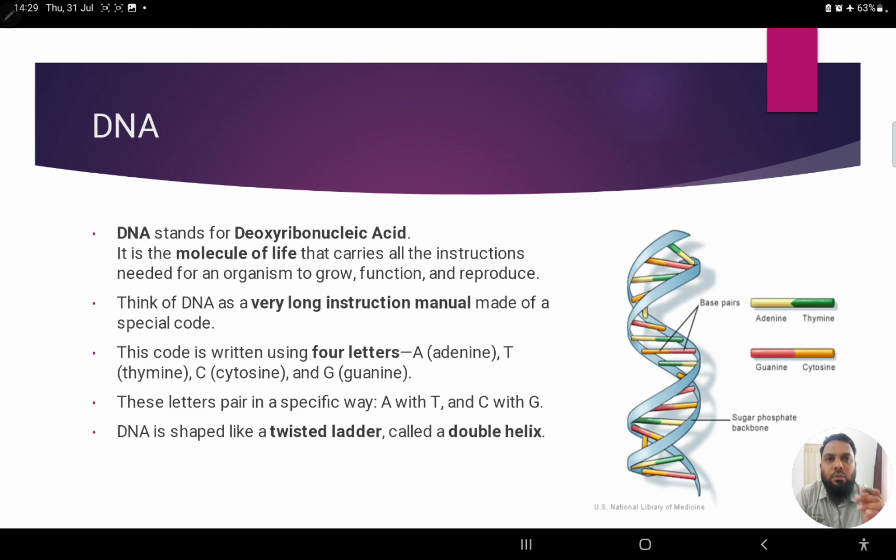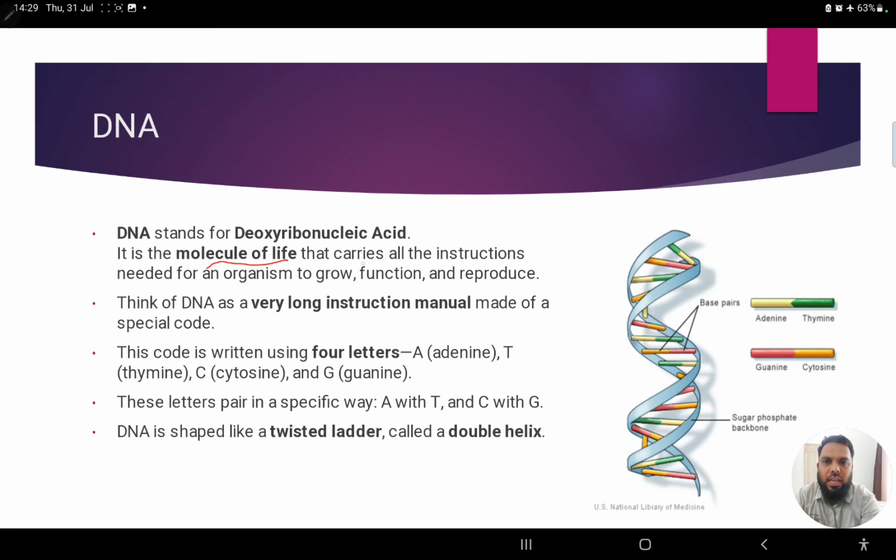Next, before actually understanding what is genome, we need to understand a few basic terms, right? First, we'll understand what is DNA. DNA, as many of us know, is deoxyribonucleic acid. That is the full form. It is the molecule of life. DNA is considered as the molecule of life, right?